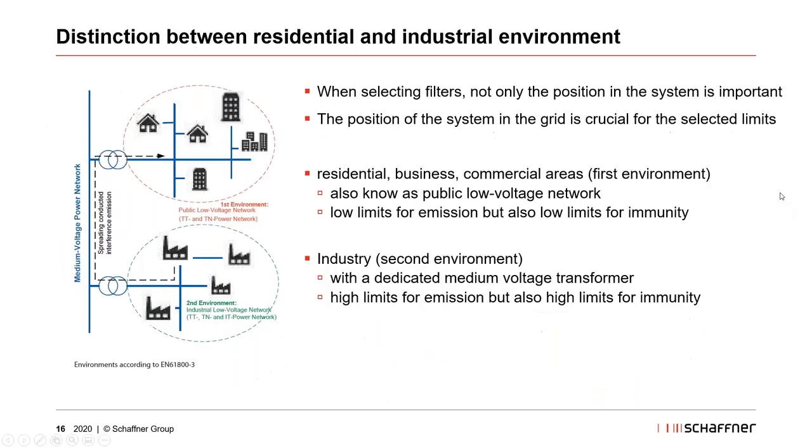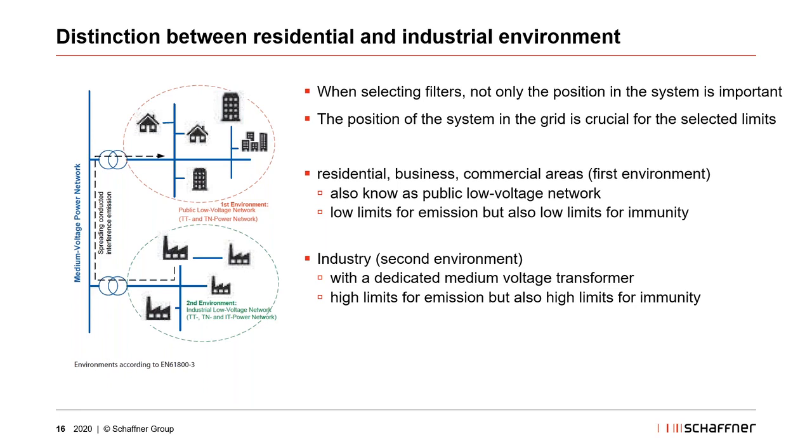So now you saw how we position or how we select filters according to their use in the power line or in the signaling line or control unit lines. Now we are trying to distinguish where these filters are used. Are they used in the first environment or the second environment? Because this is very important for selecting the right limits you need to reach for your application. So when you select filters, it's not only the position in the system that is important, the position of the system in the grid is crucial for the selected limits.